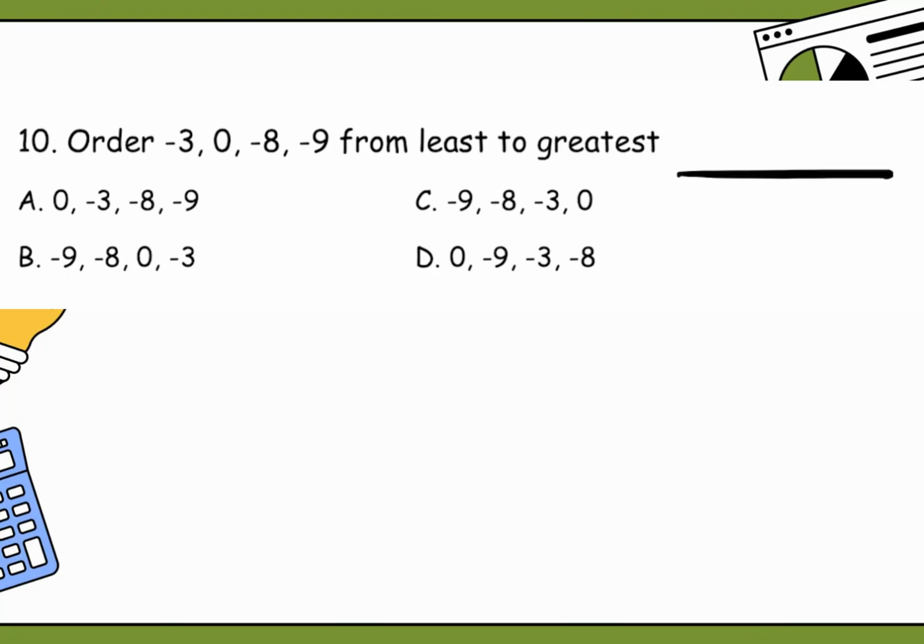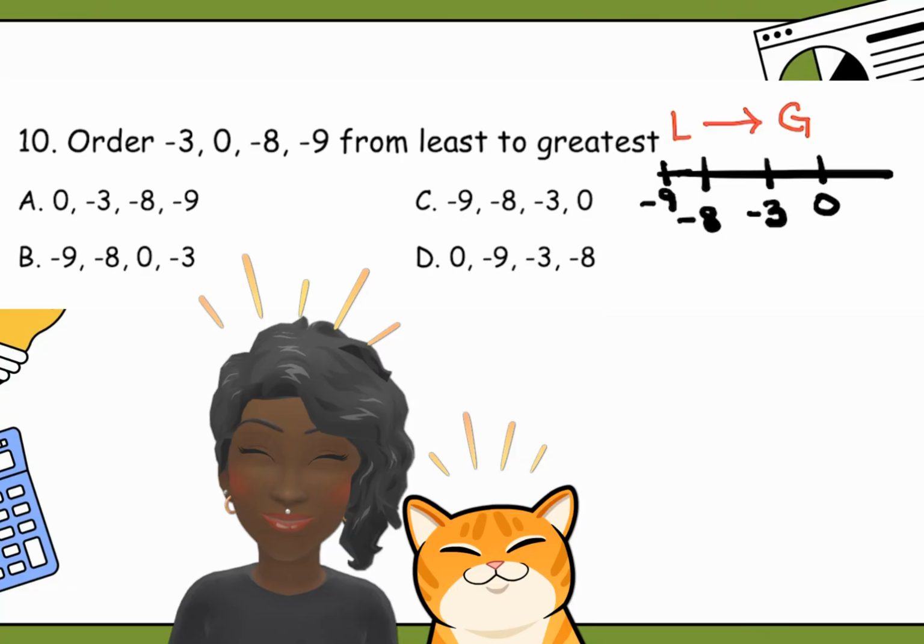Question number 3, we're going to order these numbers from least to greatest, and we're going to put them on the number line because we know that numbers on the number line are from the least to the greatest. So we can add 0, -3 to the left of 0, -8 to the left of 0, and then -9. So please remember the number line goes from least to greatest. So our answer is letter C as in cat.